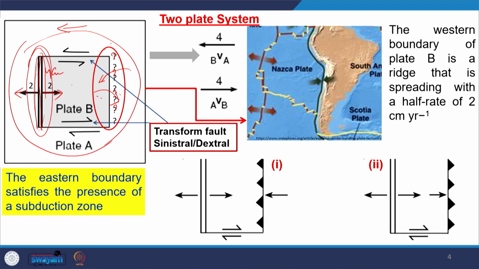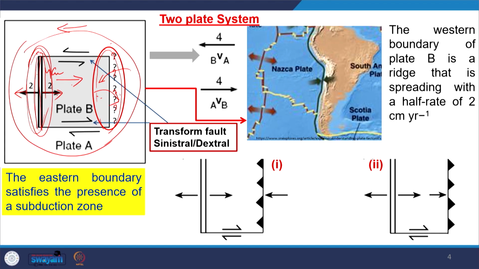Now plate B is bounded by a divergent plate margin on the west and a convergent plate margin in the east. What about its north and south? If plate B is moving in this way and plate A is moving in this way, that means this northern boundary represents a strike slip fault. Similarly, the southern boundary also represents a strike slip fault.